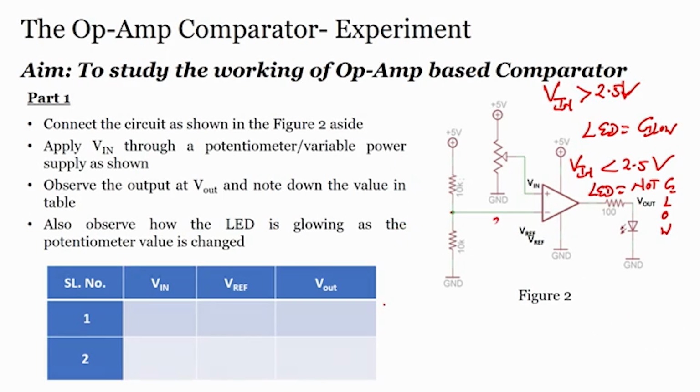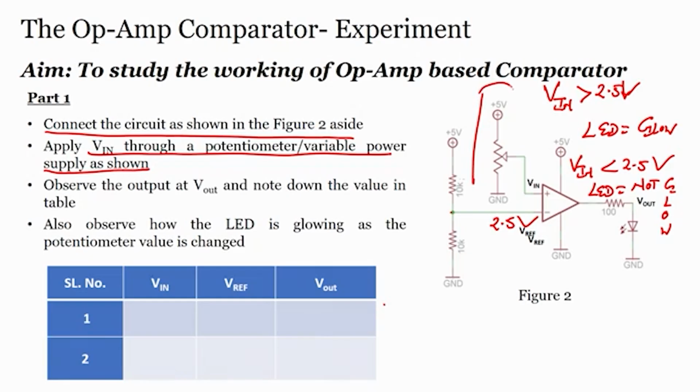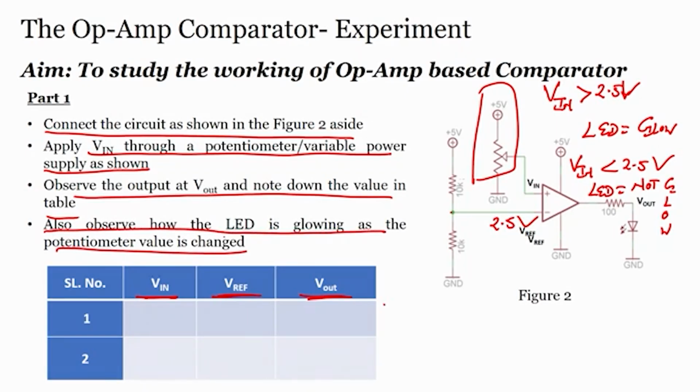Alright, 2.5 volts. Connect the circuit as shown in figure 2. Okay, we will connect it. Apply V in through a potentiometer or variable power supply. Okay, through here we will apply V in. Observe V out and note down the value in table. So, we will apply V in, we have reference voltage, we will measure the V out, alright, and also observe how the LED is glowing as the potentiometer value is changed.